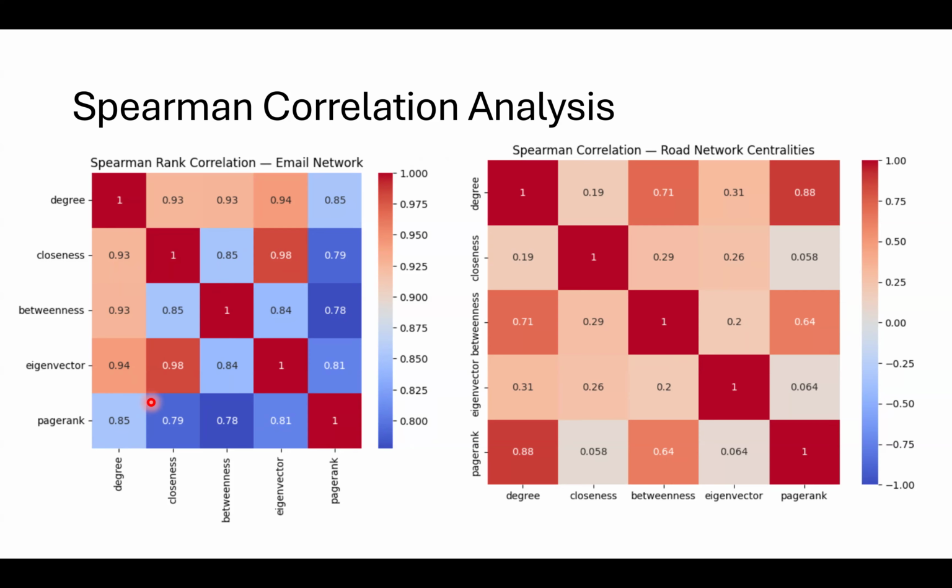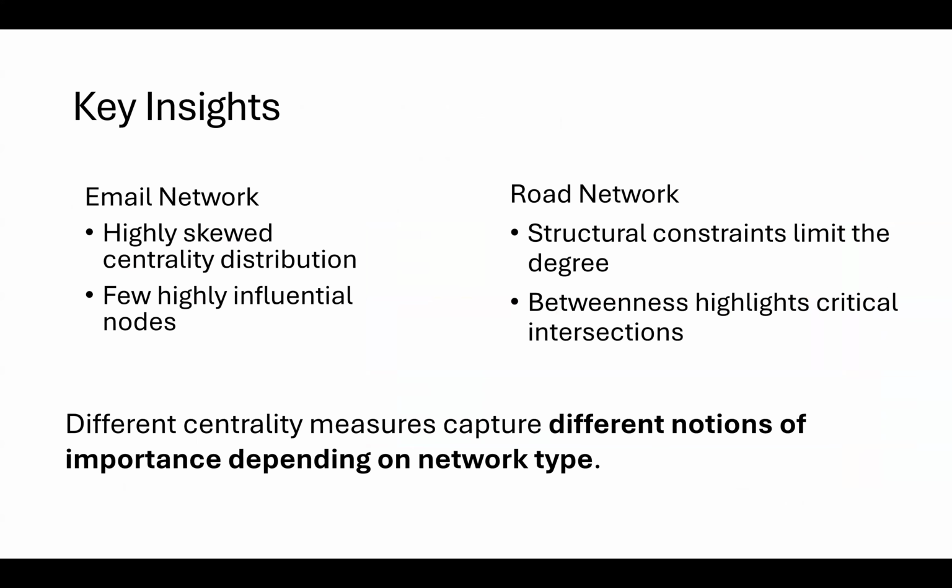highly across multiple measures. In contrast, the road network shows much weaker correlations, and you can see many values are closer to 0.2 or 0.3, meaning the different centrality measures capture different structural roles in the network. And this difference arises because road networks are spatially constrained, while social networks allow the emergence of highly connected hubs. So this shows that network structure strongly influences how centrality measures behave.